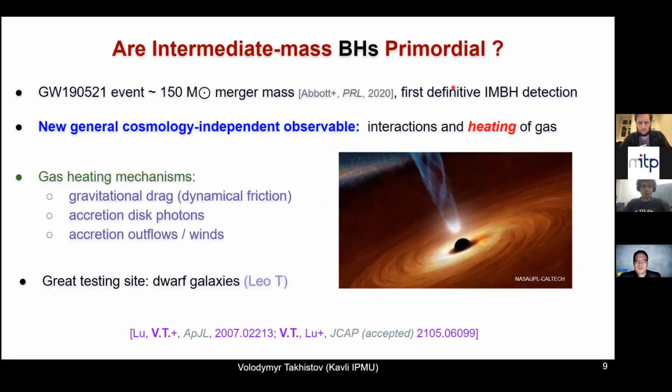Conceptually, the idea is quite straightforward: when your black hole is within a system of gas, it will interact with the system through a variety of mechanisms, such as dynamical friction, gravitational drag, formation of an accretion disk and emission of photons, and accretion outflows and winds. All these are different ways in which you can deposit energy in the surrounding system. And then one can consider some favorable systems such as the Leo T dwarf galaxy that is dark matter rich, and consider the cooling versus heating balance to place some strong, interesting constraints.